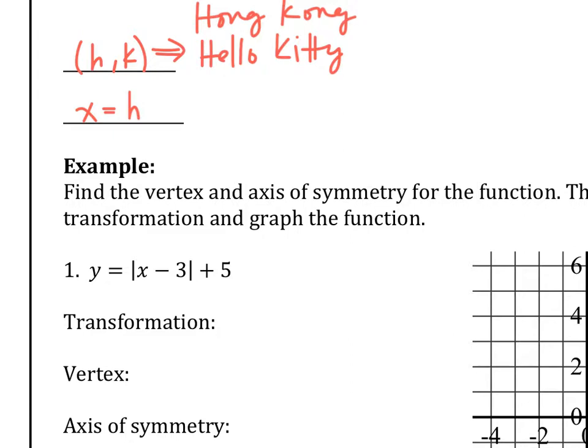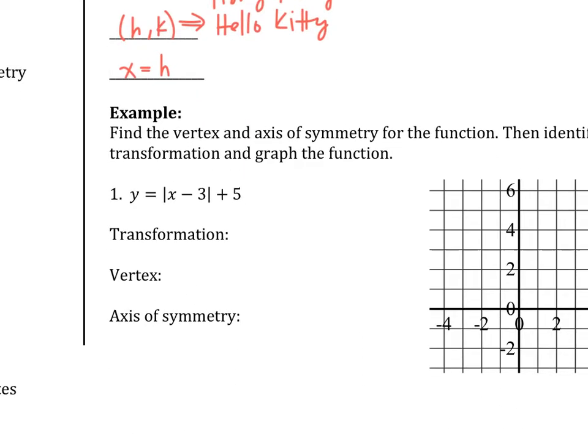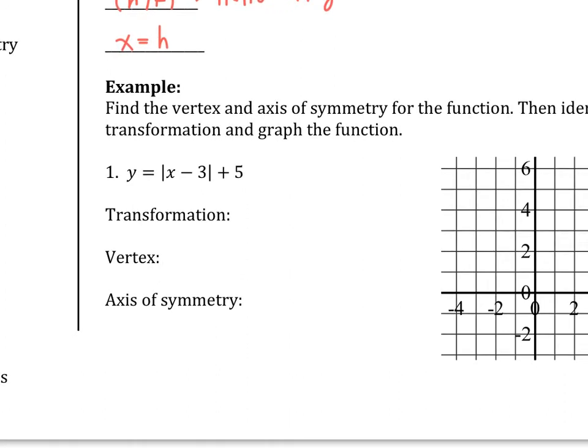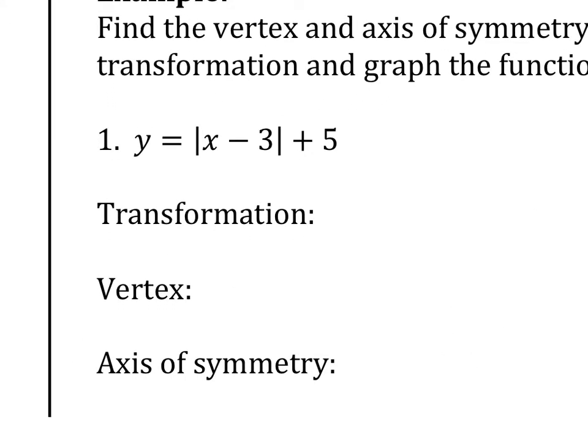All right, so what we're going to do now is take an equation, figure out the transformation, the vertex, the axis of symmetry, and then graph it. Before you do all that, the first thing you always should do is ask yourself, what is the parent function of this equation? Y equals absolute value of x. So that's the parent function.